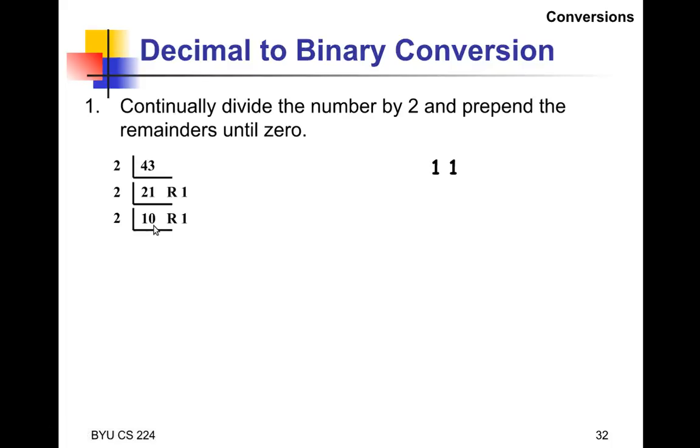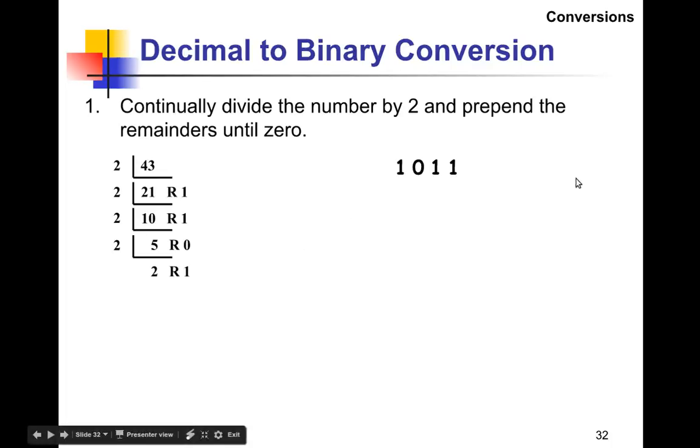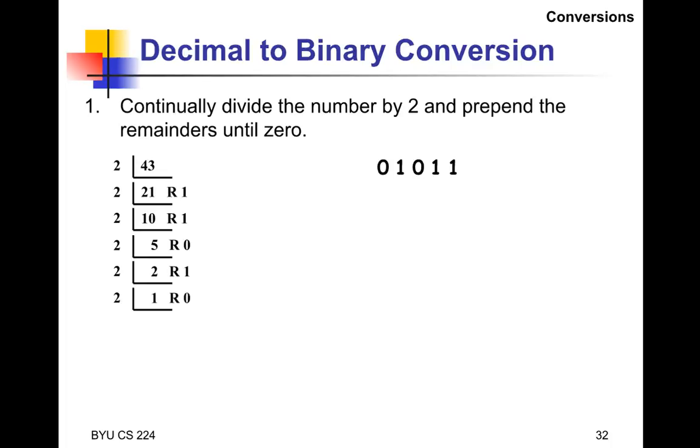Then we go 2 into 10, which goes in 5 times with a remainder of 0, so we put the 0 right over there. And then we do 2 into 5, which goes in 2 times with a remainder of 1, so we put the remainder of 1 right over here. And then 2 into 2 goes in 1 time with a remainder of 0.